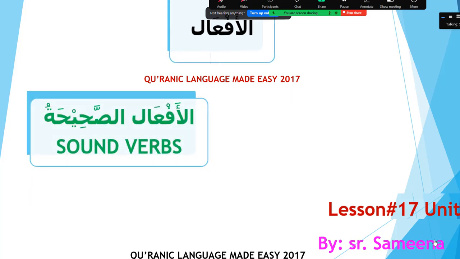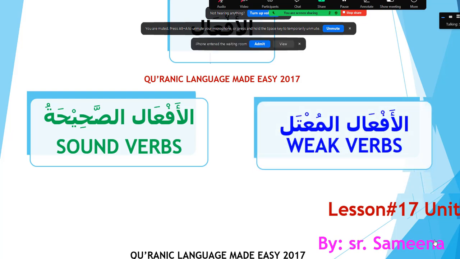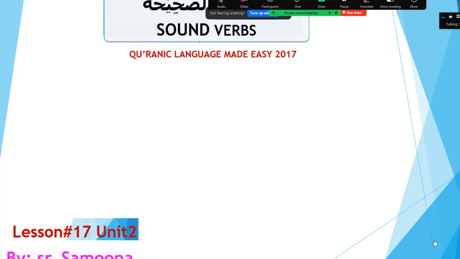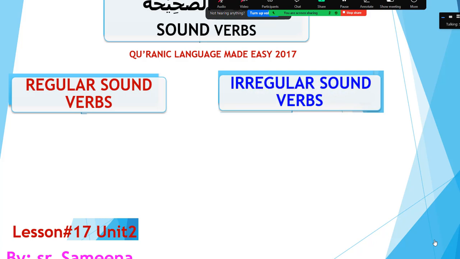Af'al are divided into two categories. First type is sound verbs, that is al-af'al as-sahiha. And the second one is al-af'al al-mu'tal, weak verbs. And we've been talking about this, right? There are two types of fi'l, af'al, the sound verbs and weak verbs. And today we are going to learn about the sound verbs. And sound verbs are further divided into regular sound verbs and irregular sound verbs.